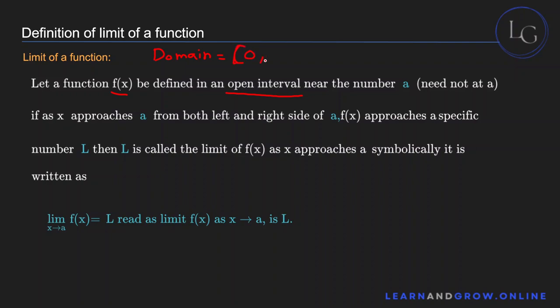it includes 0 and it goes to a, right? But it does not include a itself. It is less than a, right? So let's just say that it is defined in this open interval near the number a.